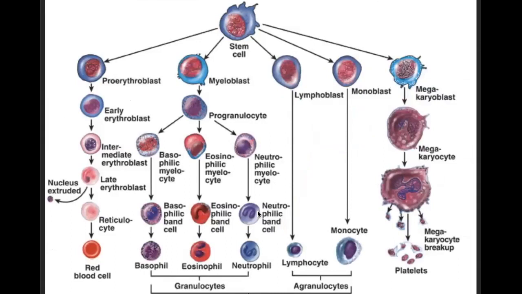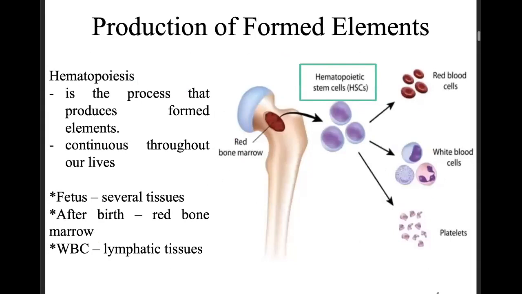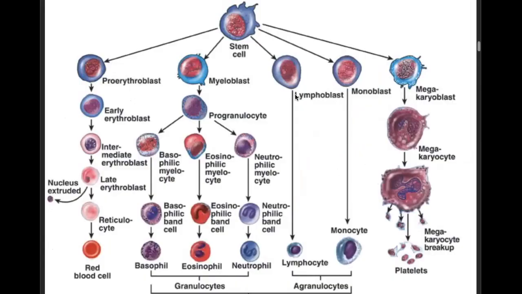Again, the stem cells, or what we call hemocytoblast stem cells, will give rise to different cells, the ones that I mentioned a while ago: your RBC, WBC, and also your platelets. Now let's go here. As you can see in this illustration, this is the stem cell, and then it will give rise to different cells here.